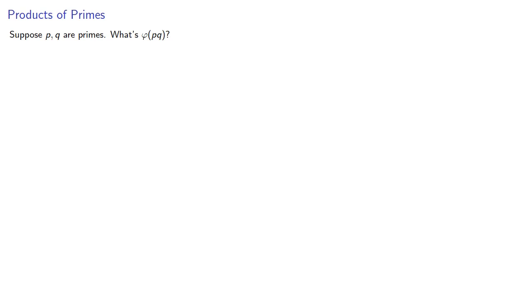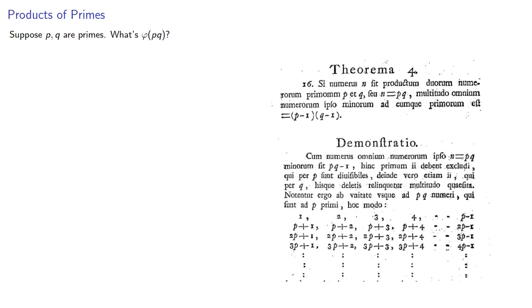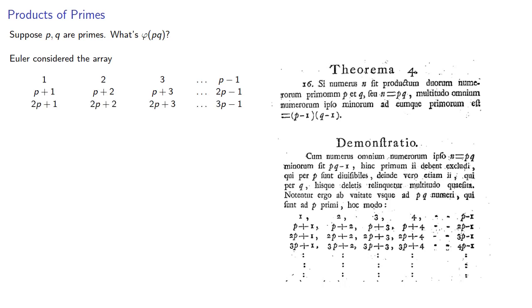Euler next considered the problem of what happens if p and q are distinct primes. What's phi of p times q? And to answer this question, Euler considered the following array. Our first row will consist of the numbers 1, 2, 3, up to p minus 1. For the second row, we'll add p to all of these numbers. For the next row, we'll add p again. And we'll continue that until we get up to qp minus 1 as our last number of the last row.